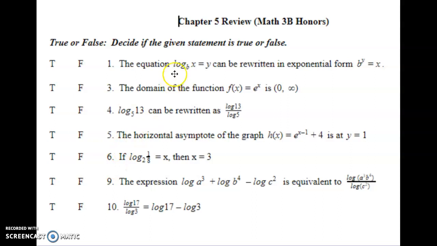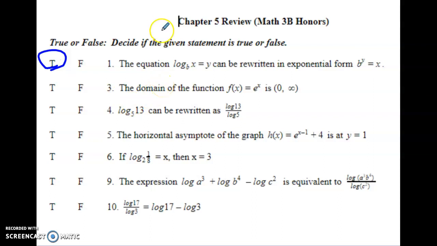So, first one, the equation log base b of x equals y can be written in the exponential form b to the y equals x. So what I do is I look at this and say, well, what's the base here? It's base b, the power is alone, so it's b to the y, and it equals x, so that's exactly what that says, so the answer is true.